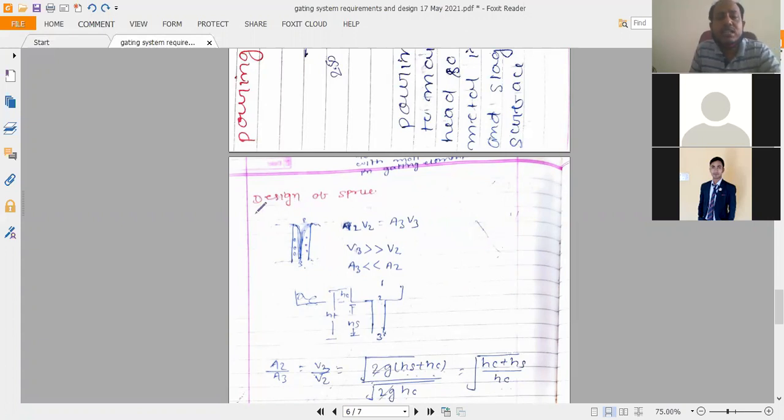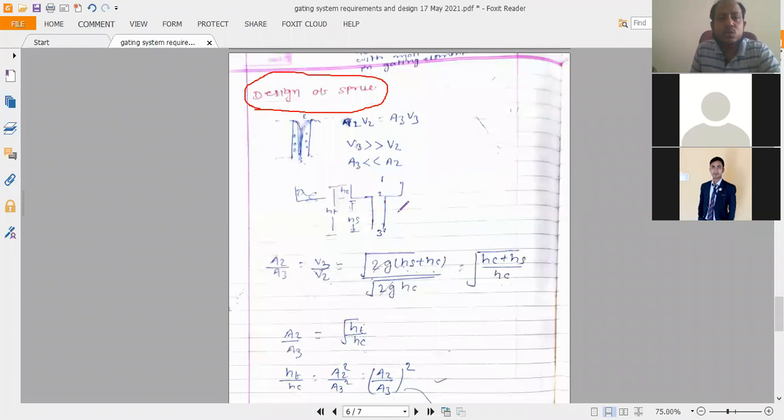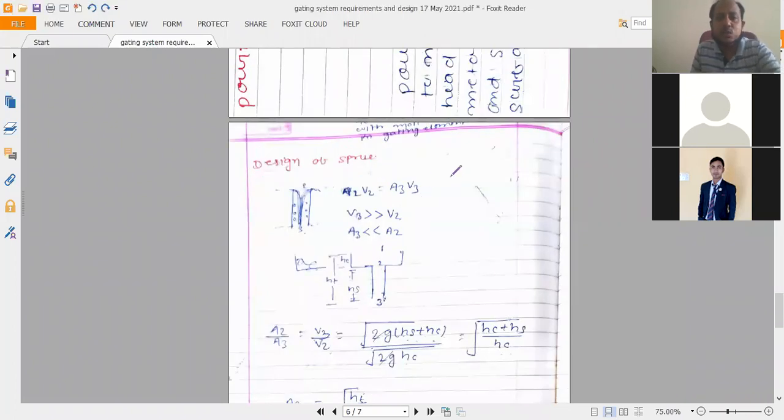Now the second thing: the design of a sprue, and the design of the runner, riser, and in-gate is very important, and there are a lot of numericals from this part. So you have to concentrate on the design of a sprue. The sprue part will generally be like this, where the molten metal will be poured.